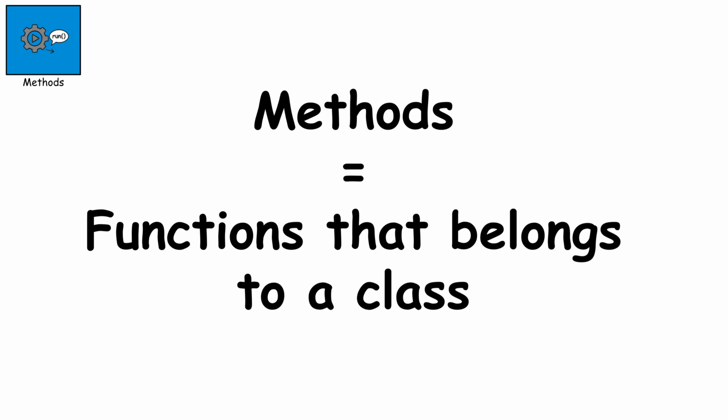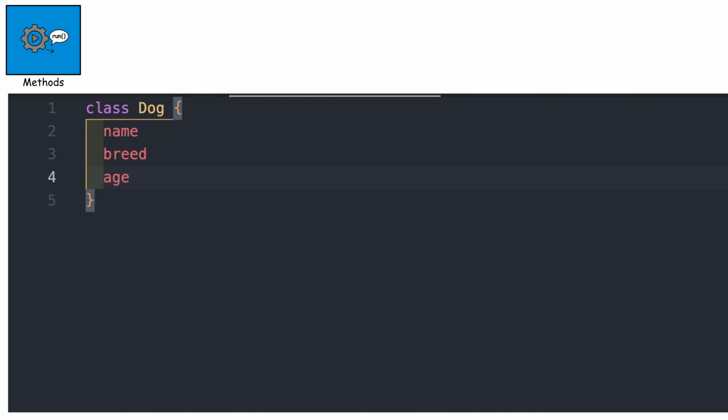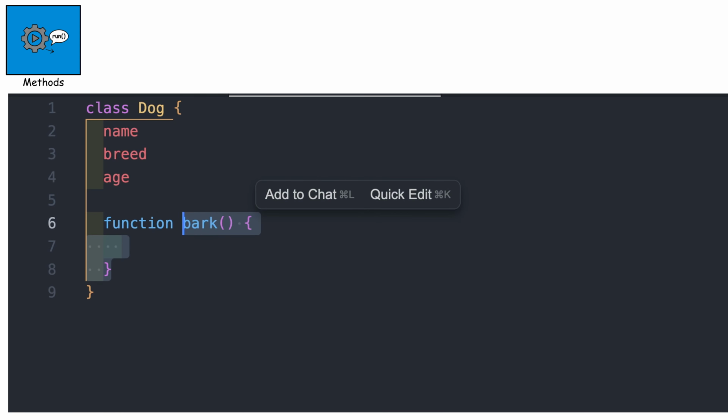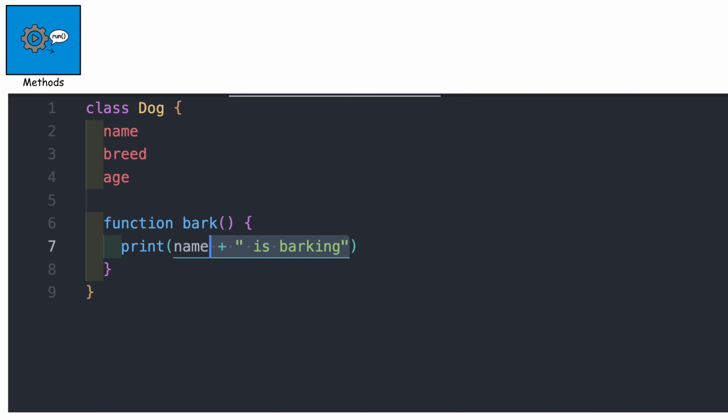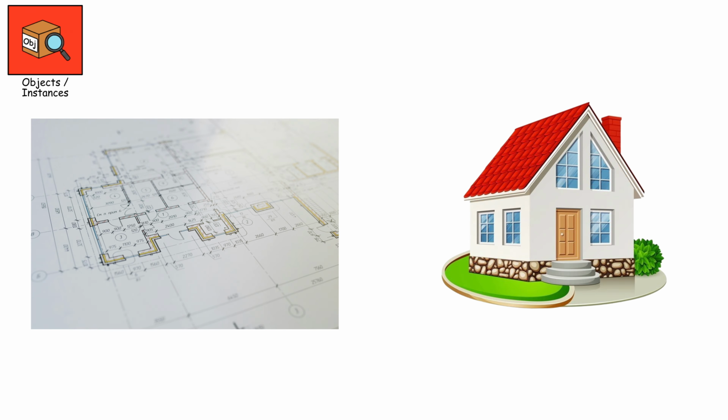Methods. Methods are functions that belong to a class. That means that by being inside of a class, they can use properties and other methods within the same class. For example, in our dog class, if we want our dog to be able to bark, we can create a bark function that says the dog's name, which is a property that we have saved in our class, and then bark.